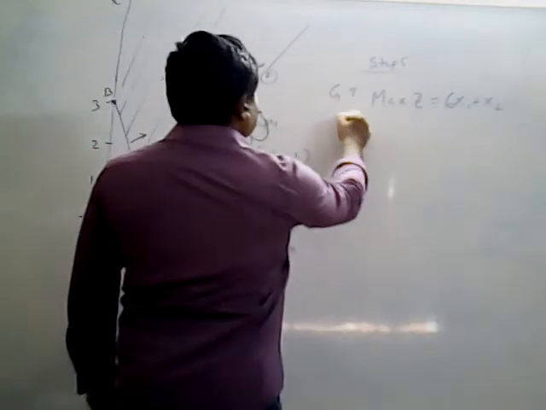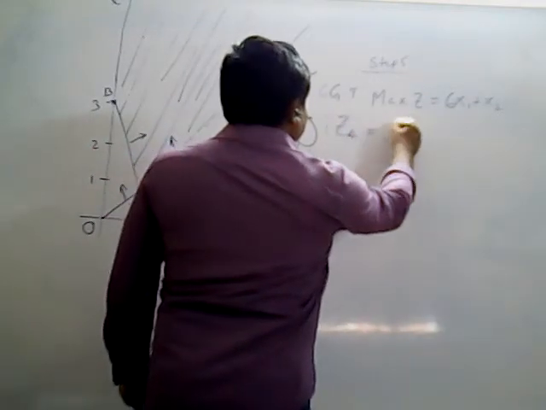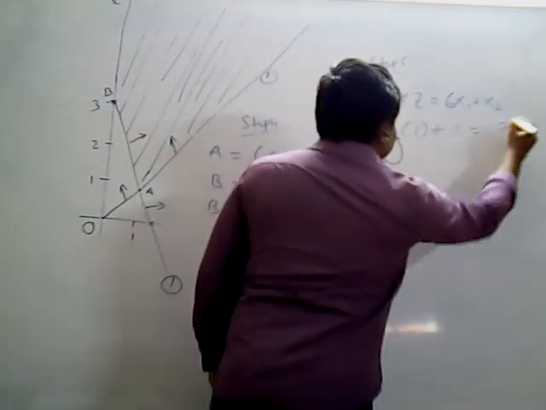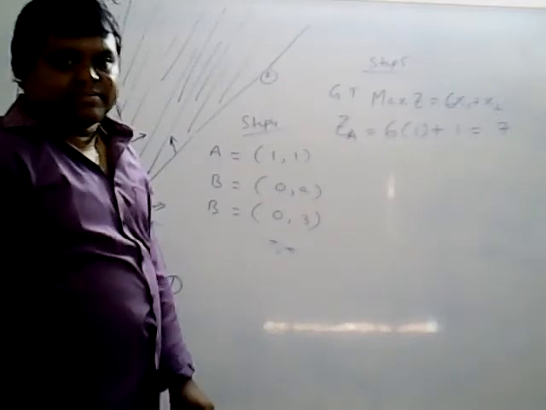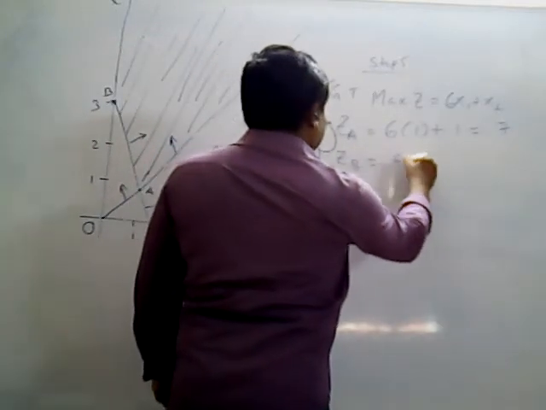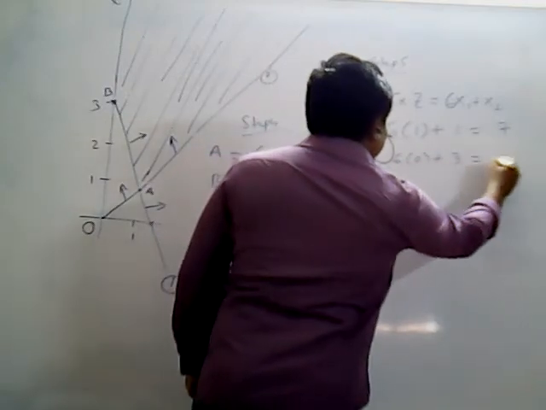First I will calculate Z at point A. That means 6 into 1 plus 1. That means what is the value? 7. Value is 7. Next I will calculate ZB. ZB is 6 into 0 plus 3. That means value is 3.